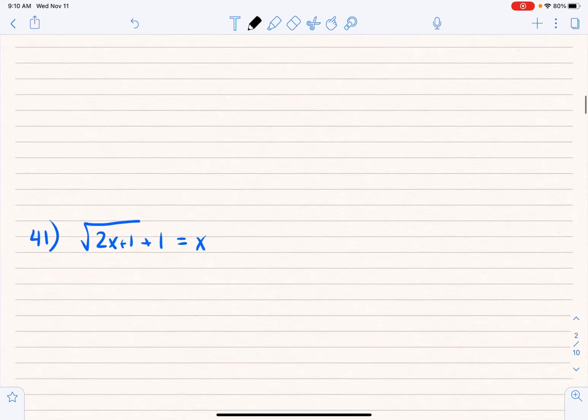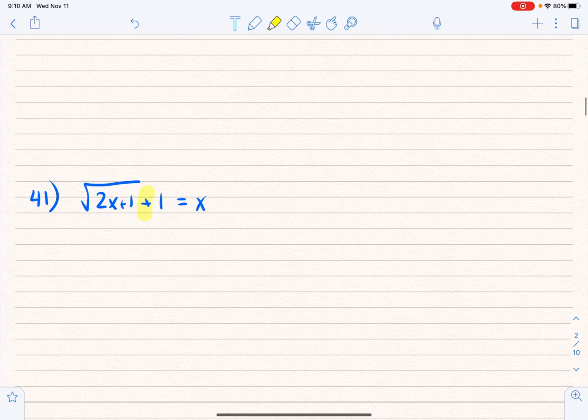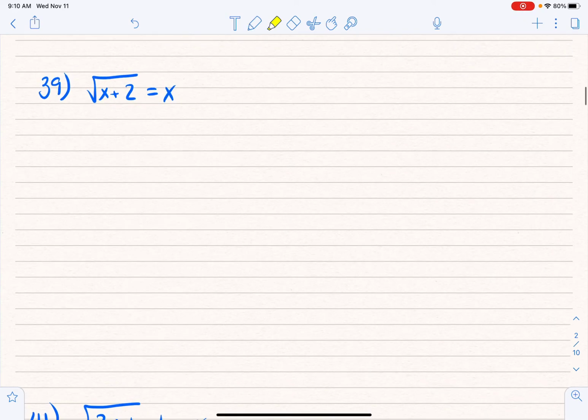Nothing else over there. Look at number 41. It's got this 1 over here. We got to get rid of that, okay? But so on number 39, it's already over there by itself. So the first thing I do is I just square both sides. When I square both sides, I get x plus 2 equals x squared.